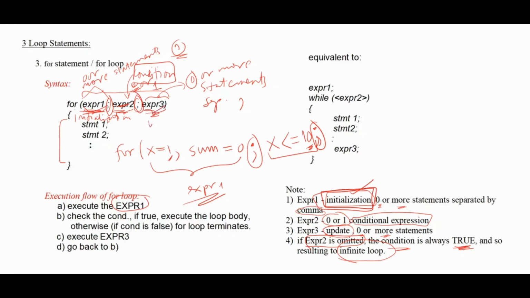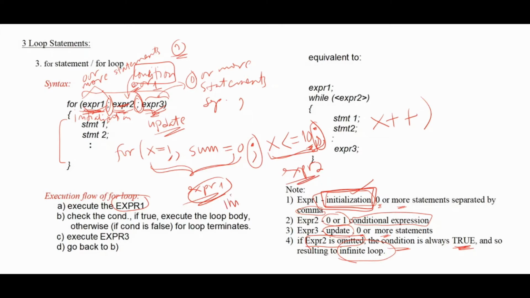And this part here is what we call the update. This will update the variables that we need in the for loop in preparation for the next iteration. So for example, our update would be x plus plus. Okay? So this is our expression 1, and this is expression 2, the condition.